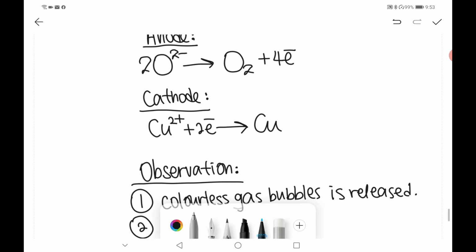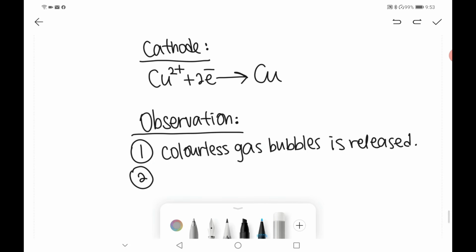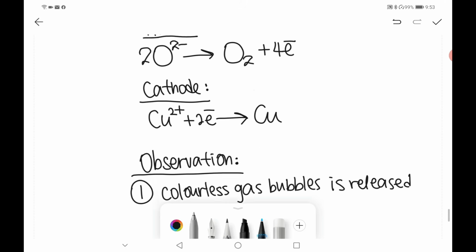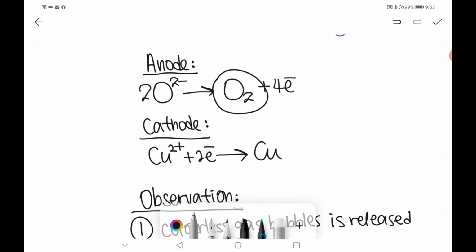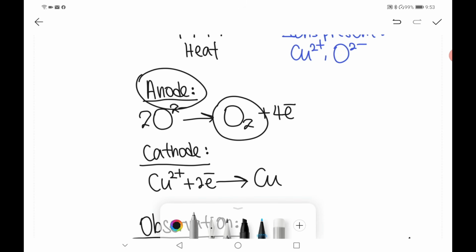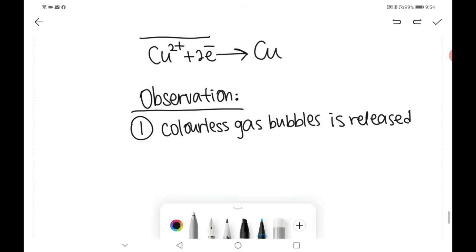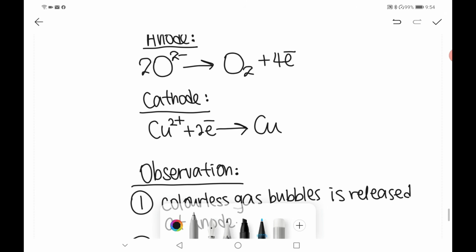So let's look at another half equation, the cathode. Oh yeah, one more thing. You can say colorless gas bubble is released at where? So the oxygen is a colorless gas bubble released at anode. Yeah, so you can write at anode, but the words "at anode" are optional. If you don't write at anode, it's okay.